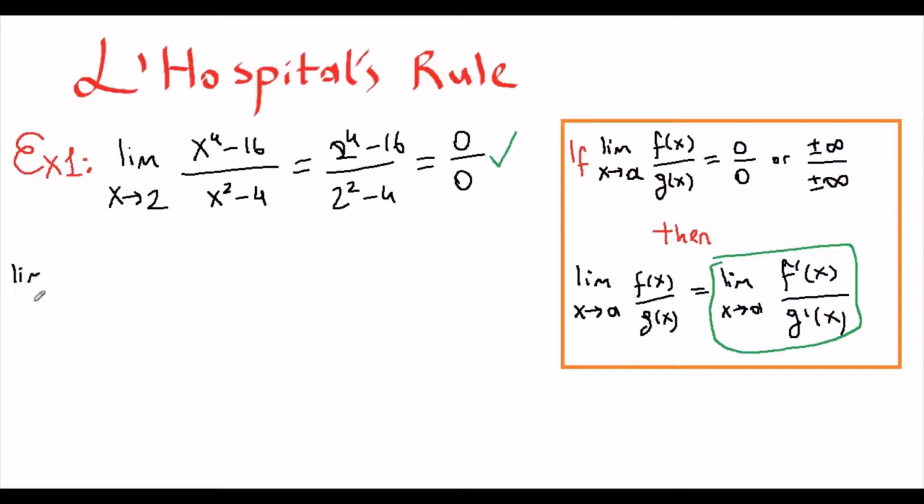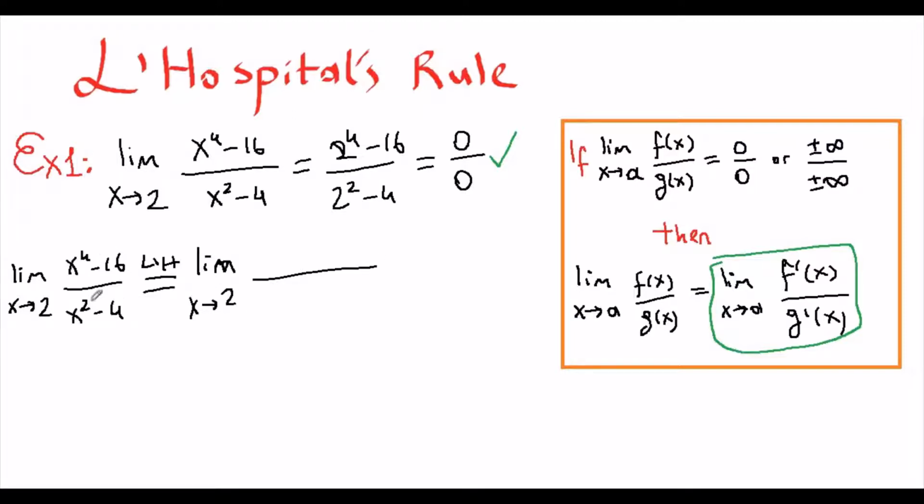So the limit as x is approaching 2 of x to the 4th minus 16 over x squared minus 4 is equal to, by L'Hopital, the limit as x is approaching 2 of the derivative of top over derivative of bottom. So the derivative of x to the 4th is 4x to the 3rd, and the derivative of 16 is 0. And the derivative of x squared is 2x, and the derivative of negative 4 is 0. Now we're going to take this limit. Now we can directly plug in because we have no limitation here now.